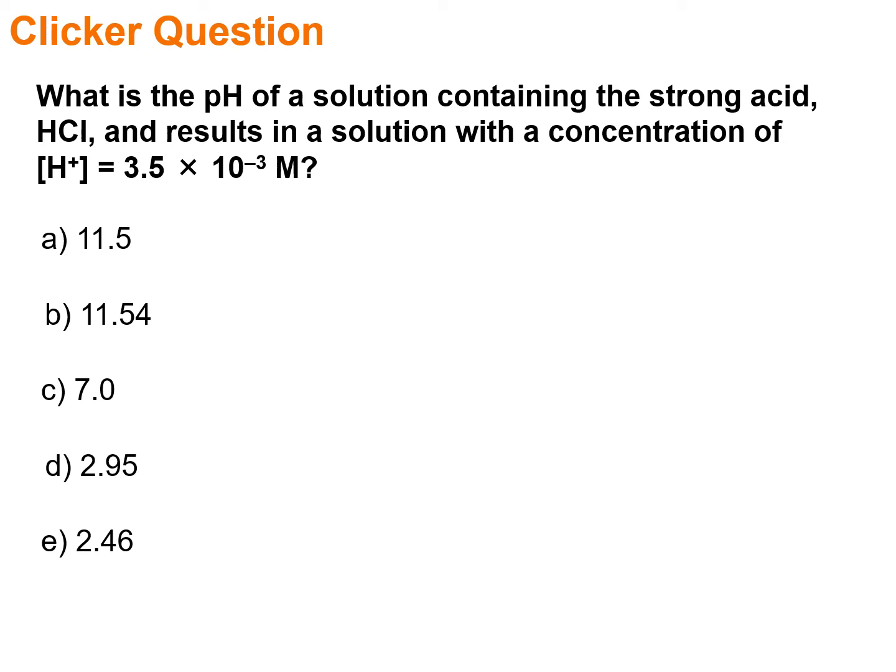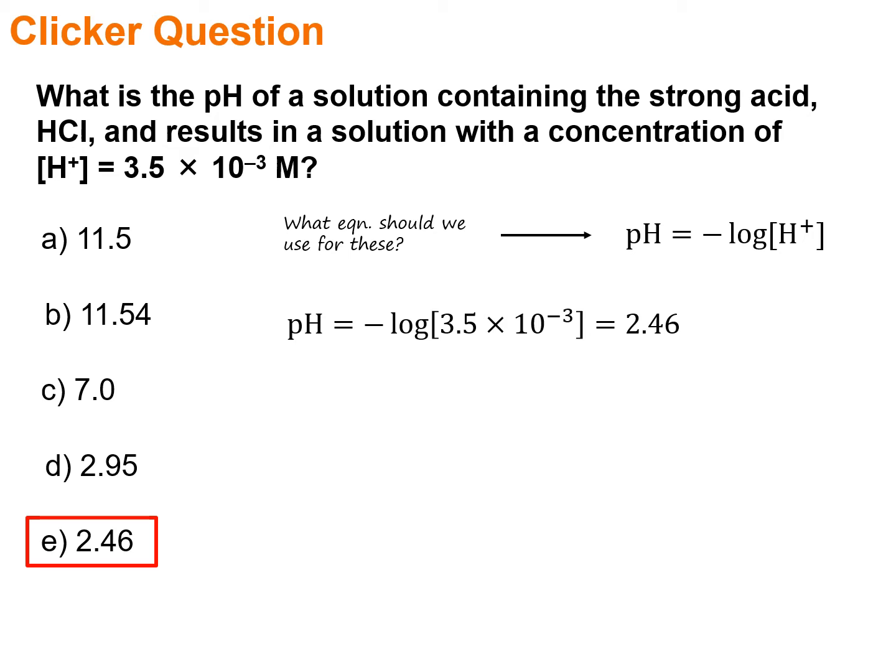So this next one, what's the pH of a solution containing the strong acid HCl and results in a solution with a concentration of 3.5 times 10 to the minus 3 molar? So if we have the hydronium ion concentration or the H plus concentration, remember those two are equivalent, then what I want to do to figure out the pH is minus log of just the argument here. That is going to give me 2.46, and because I had 2 sig figs in the argument, I end up with 2 sig figs after the decimal, so I get 2.46, and that is E in this particular problem.